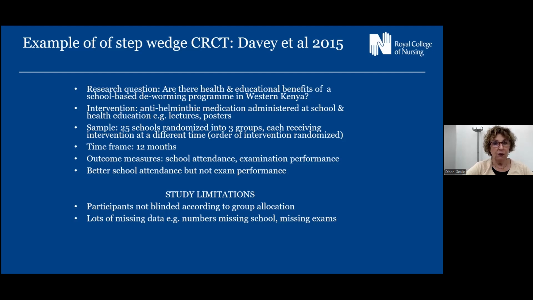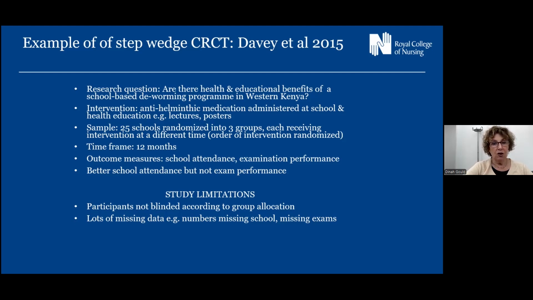So they went to 25 schools, which were randomised into 3 groups, and each group got the intervention at a different time. It was the order of the intervention, the order of the worming programme, that varied. And the study took place over 12 months. The outcome measures they looked at were school attendance and performance in exams. After 12 months, school attendance was better, but exam performance was not.